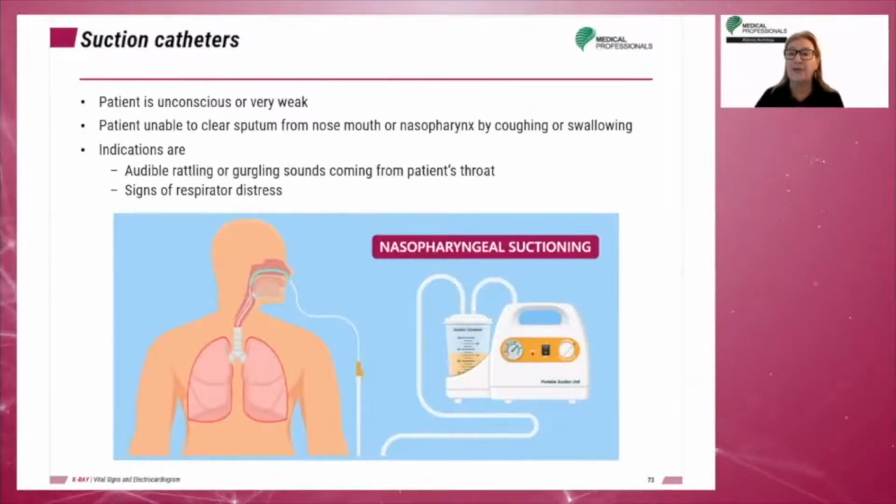A suction catheter is used to remove body secretions such as mucus and saliva from the upper respiratory system. The catheter is connected to a suction machine or a suction collection canister. Suction is used on a patient who is unconscious or very weak and unable to expel mucus or clear sputum from their nose, mouth, or nasopharynx by coughing or swallowing.